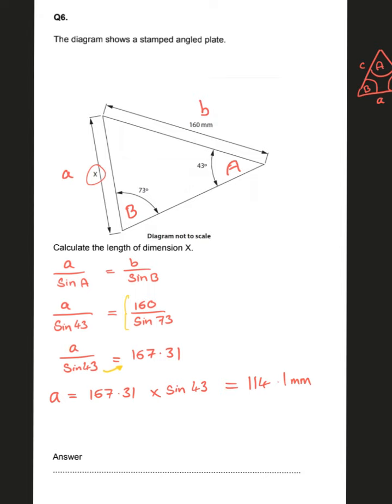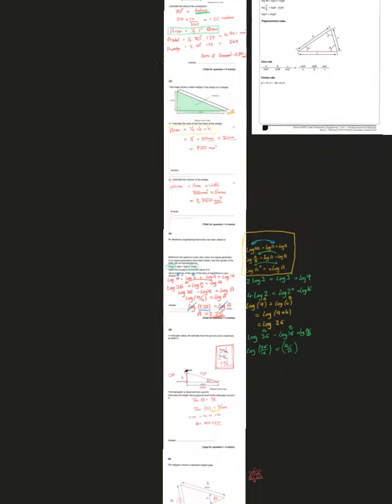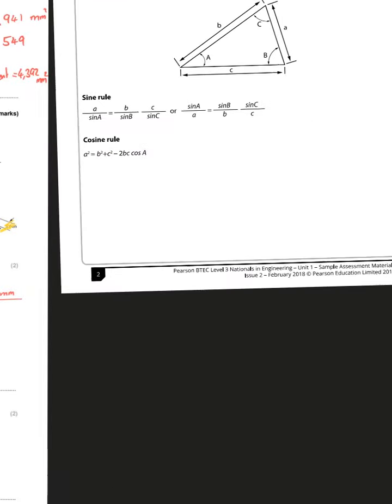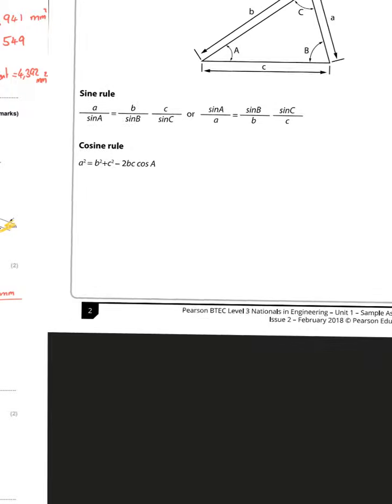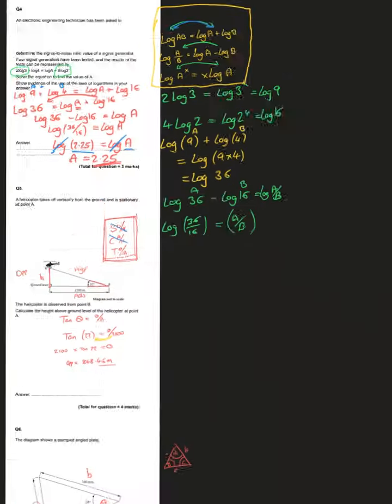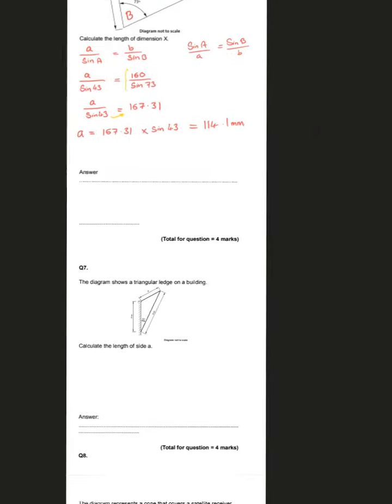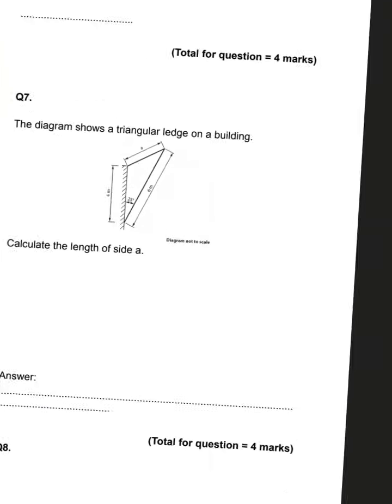The other thing to point out is, if you're looking for an angle, you can say sine A over A is equal to sine B over B, and it just makes it that little bit easier to transpose again. But that's all given to you up here in your formula booklet as well. So just practice those if you need to. Okay, now we're on to question 7.